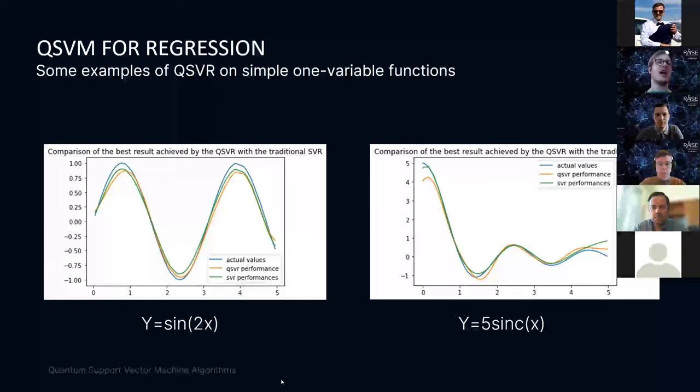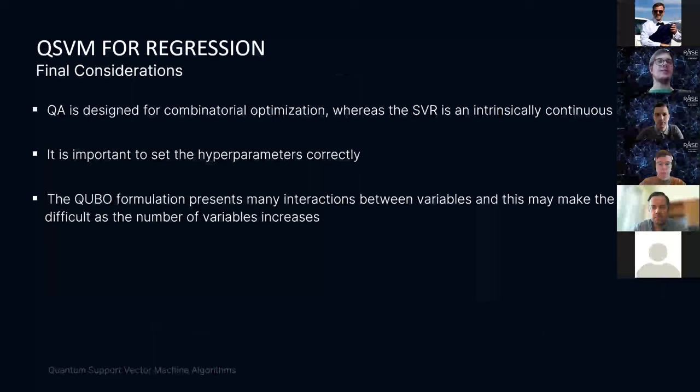These are very simple functions, so maybe not of particular interest in general, but I think it's a good starting point to understand the potential of this method. As you can see here, I think it did a pretty cool job. The quantum version did a very good job because it approximated the original function very similarly to the classical counterpart. Also, they both achieved a very good graphical approximation of the original function. And to conclude, sorry if I had to go very fast, but the time was very tight.